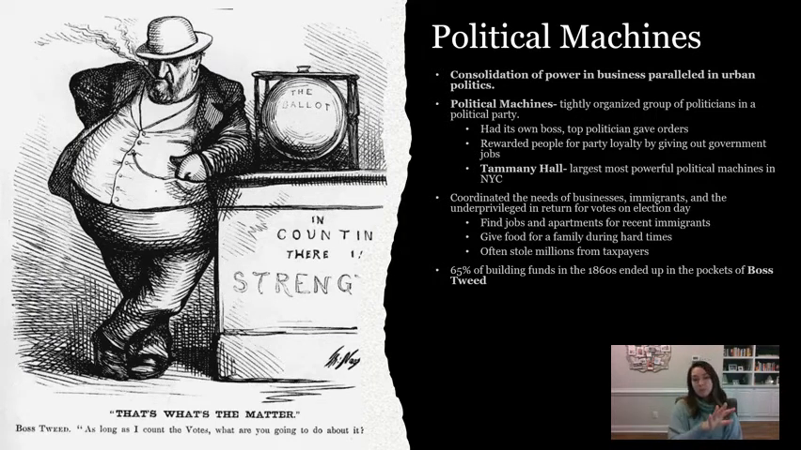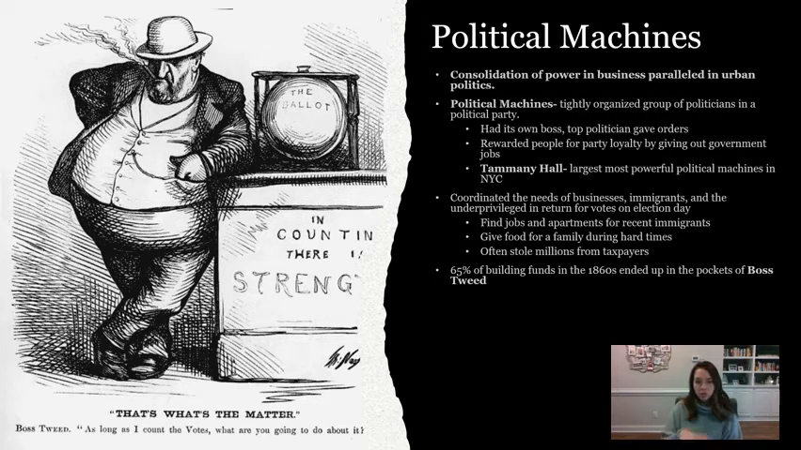Now, we talked about the economic part of cities and society, but in addition to that, there are a lot of political issues going on. Because there's a consolidation of power in businesses, that's going to parallel urban politics, or city politics. A political machine is a tightly organized group of politicians within a political party. Political machines existed in both the Republican Party and the Democratic Party.